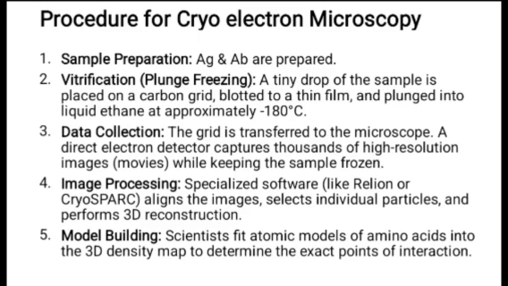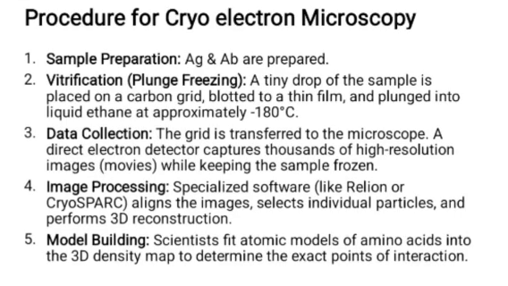Next is plunge freezing, or vitrification. It's not just a direct freeze, but an immediate freeze where a tiny drop of the sample will be placed on a carbon grid. Then it will be blotted to make sure that there is a thin film formation. Then directly it will be plunged into either liquid nitrogen or liquid ethane at approximately minus 180 degrees Celsius. As the sample is set on the transmission electron microscope, the ray of light will be passed through the cryogenated sample. It will be detected by a metal plate with a sensor.